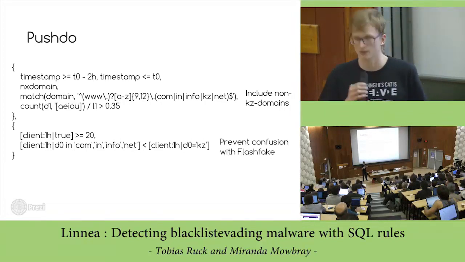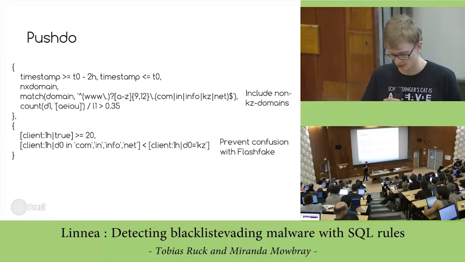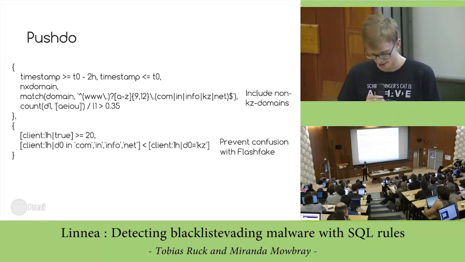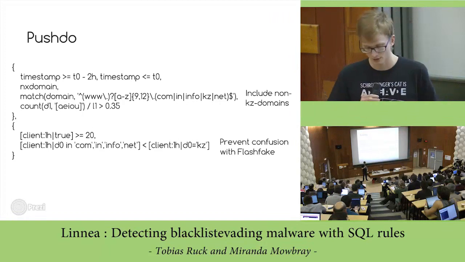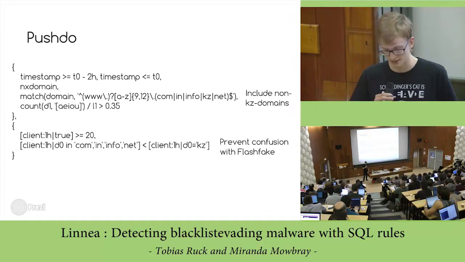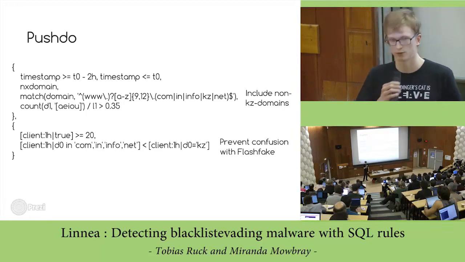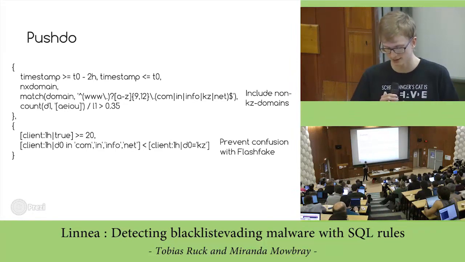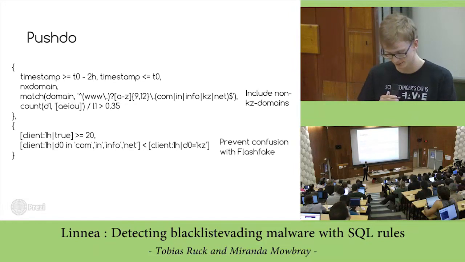Also note that Pushdo only queries KZ domains, but in the regular expression, we also leave in com, in, info, and net. This is since another DGA called Flashfake queries com, in, info, KZ, and net, and we leave those in only to filter them out in the next block, where we check if the number of KZ domains is larger than any of the other domains.